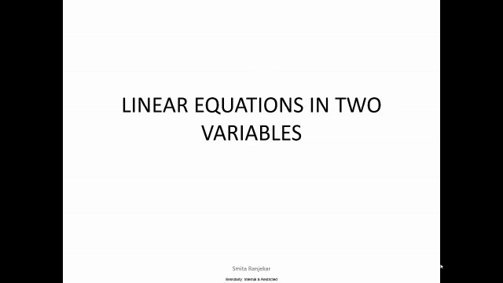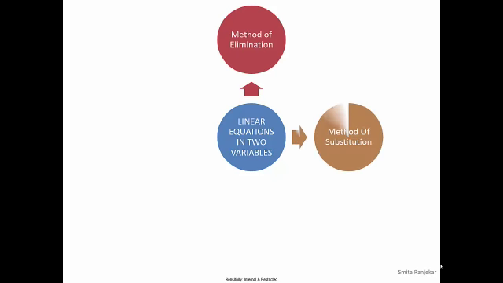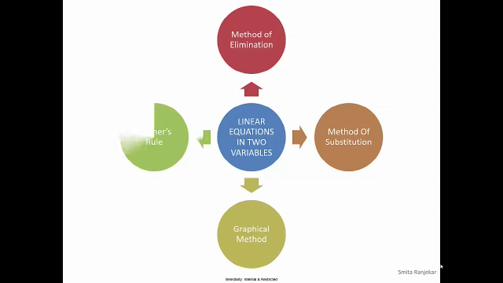We are going to start with linear equations in two variables. Weightage for this chapter with option is 12 marks. Last year, in this chapter, you studied different methods of solving the equations. One was method of elimination, then method of substitution. This year, you are going to solve two more methods, that is graphical method and another one is Cramer's rule.